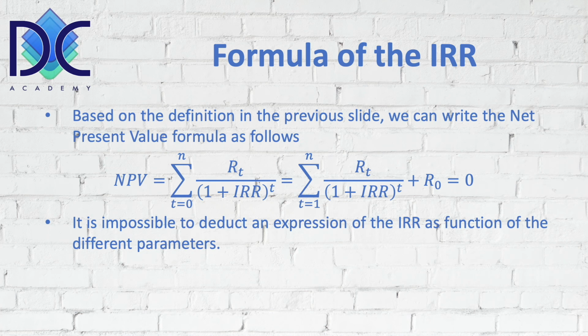So we have the summation of the discounted cash flows, where the discounting parameter is 1 plus the internal rate of return, plus the initial investment. Now, the internal rate of return we don't know, and we have to find it. Typically, when we want to find this expression, it's mathematically not possible to find it. So we have to find other ways to calculate the internal rate of return.